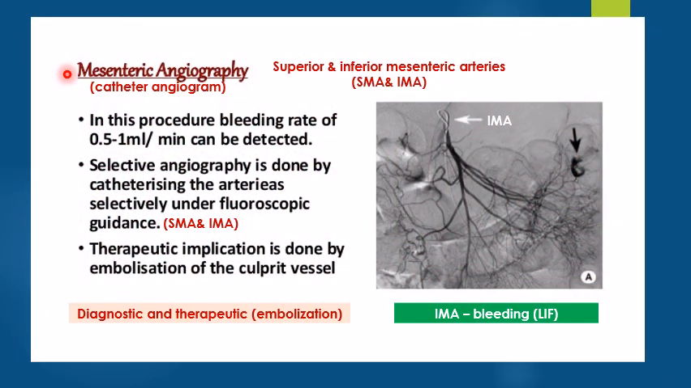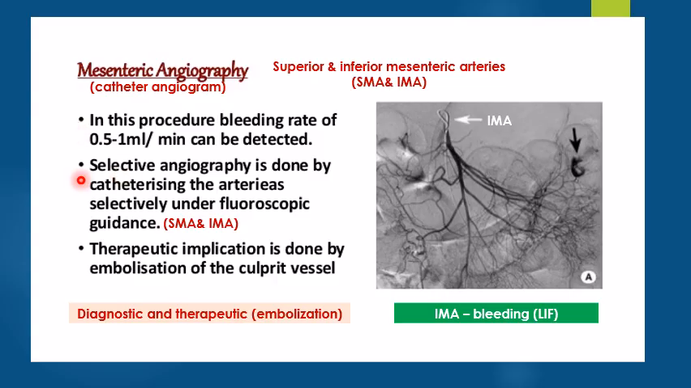Next, we come to mesenteric angiography. In a mesenteric angiogram, the superior and inferior mesenteric arteries are cannulated and dye injected. In this case, dye is injected, and then you watch out for the flow of the blood, to see whether there's any leakage of blood from the branches of these arteries. In this procedure, the bleeding rate should be not less than 0.5 mL per minute for the extravasation to be detected by angiography.